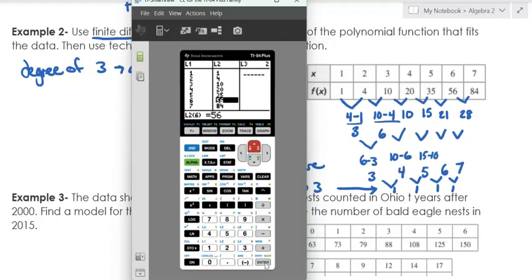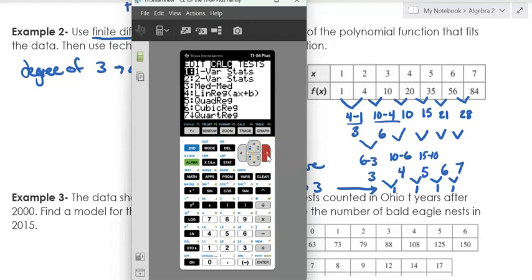All right. From there, you press Stat, you go over to Calc. If it's a degree of 1, use linear regression. If it's a degree of 2, you do quadratic regression. 3, which is what we have, is cubic regression, that's number 6, and 4 is quartic regression. So we're going to do 6 because it's a degree of 3. You can either go down to 6 and press Enter, or you can just press 6. So it says X is L1, Y is L2. Just go down to Calculate and hit Enter.